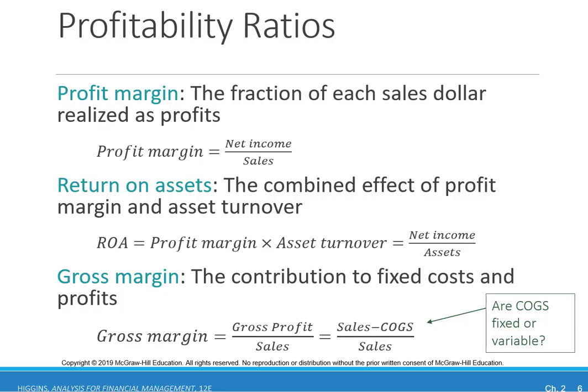So we're going to continue and talk a little bit more about some other ratios. In this case, we'll start with the profitability ratio. And in this case, we'll start with the basic one, right? Profit margin. What percentage of sales dollars are realized as profits? And again, it's just net income divided by sales.